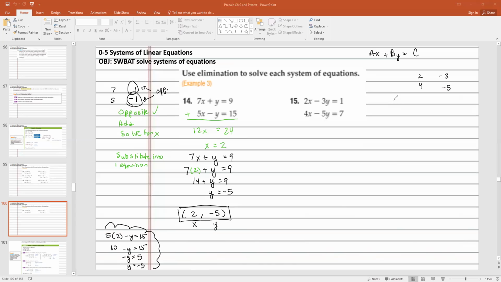Oh, no. So what we want to do, if you want to do it the nice, clean way, is multiply by a common multiple. You want to get a common multiple of 2 and 4, or a common multiple of -3 and -5. The best thing to do is you might see the 2 and the 4 and say, hey, yeah, that'll work. So you can just multiply this top one by 2, right?